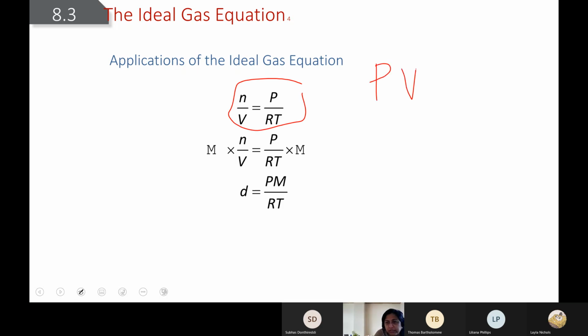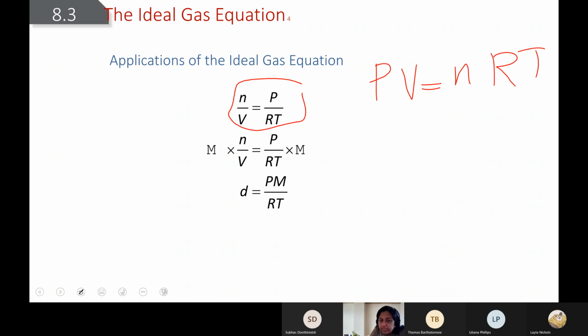What is our gas law equation? PV equals nRT. You can play a lot with this gas law equation. That's what I said, this is a very important one. The ideal gas law equation. You can do tons of things with this gas law equation.